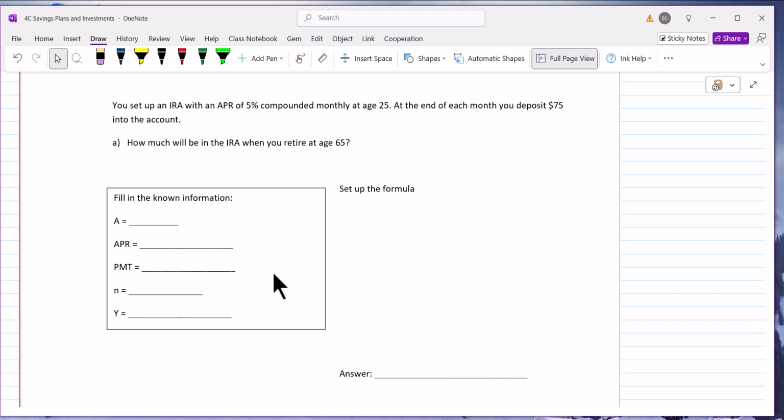Okay, now that one right there, N is 12, because you're doing 12 payments per year. N is always the number of payments you make in a year. So it's 12, okay? That's the number of years, so it's 25 years. Y is always how many years, and Y always has to be in years.